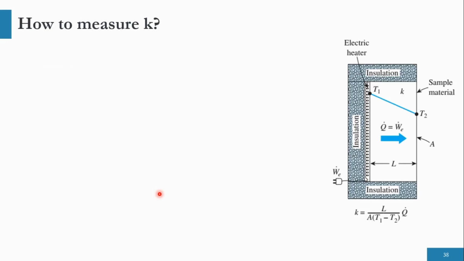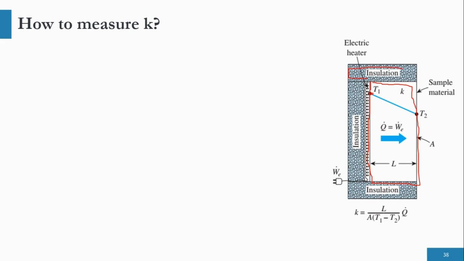Next part is how we can measure the value of thermal conductivity. Now, if you look at this diagram, this is the sample material, and this is the sample material boundary. Accordingly, this is the first point. This is the second point or boundaries of this material.